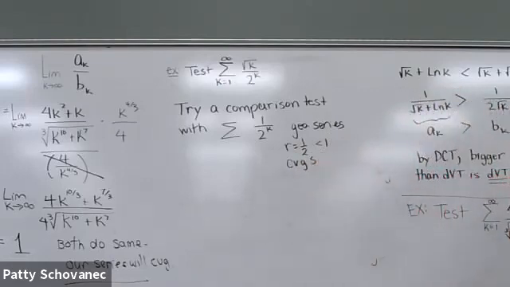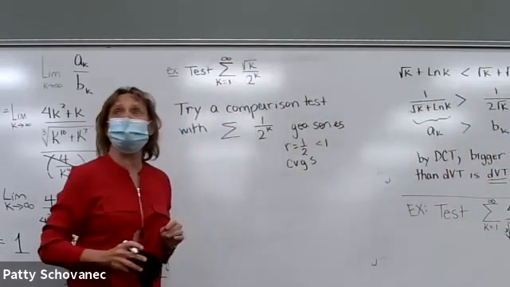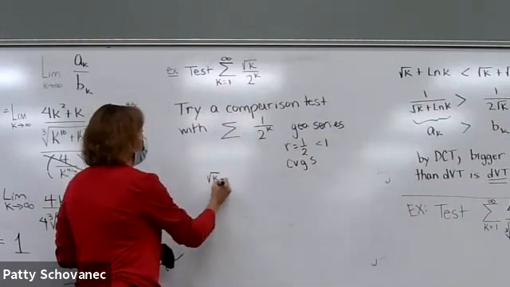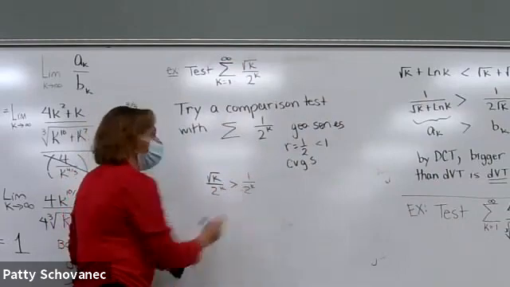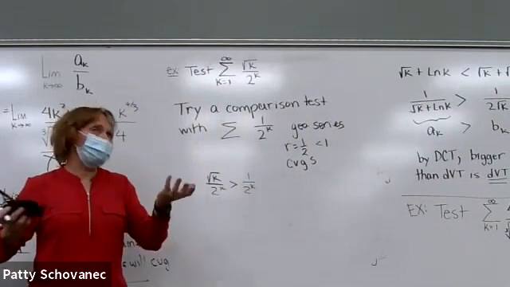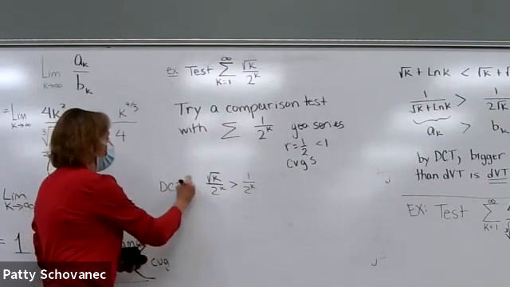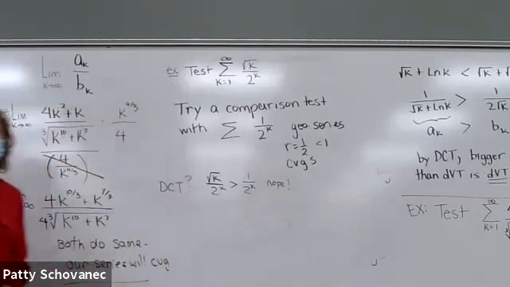But if I try now the direct comparison test, I can't claim that my AKs are smaller than my BKs, because they're not. My AKs are bigger than my BKs because they have a bigger numerator. Bigger than convergent tells me nothing. So I can't use a direct comparison test. This goes the wrong way. I need it smaller than convergent to be convergent.